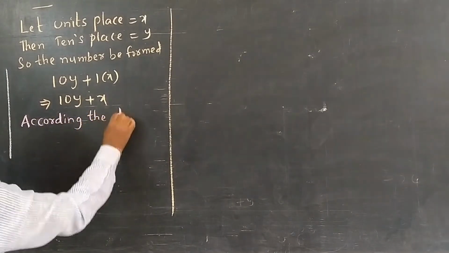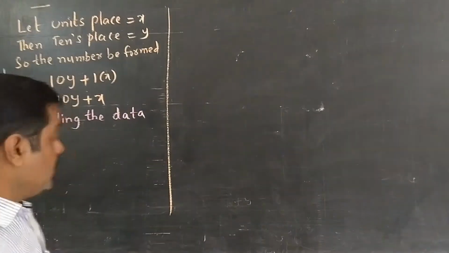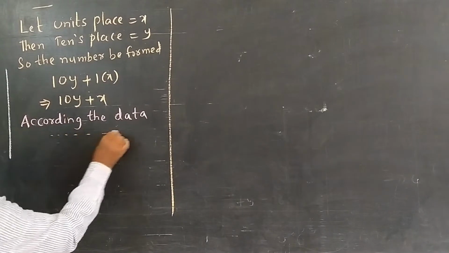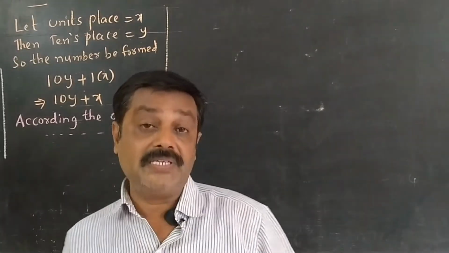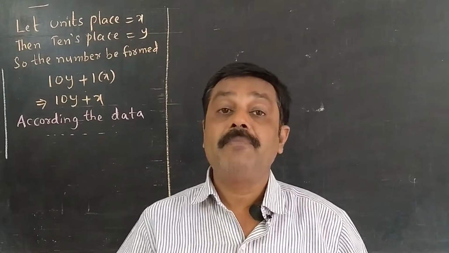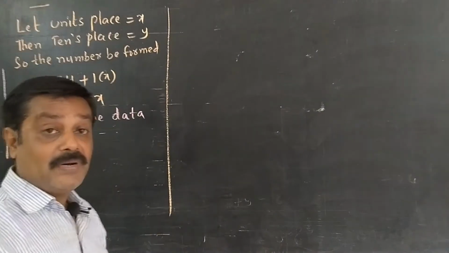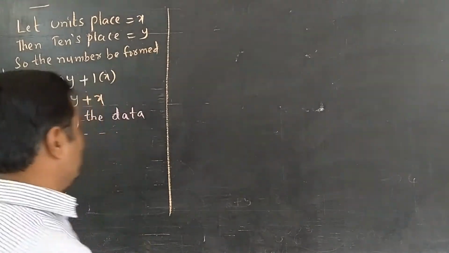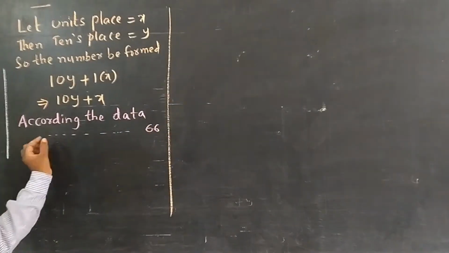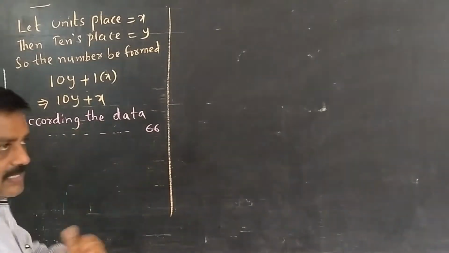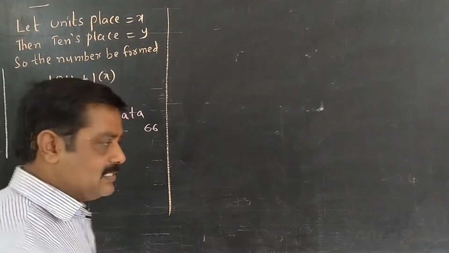According to that data, you have to write the two-digit number, and the sum of the two-digit number and the number obtained by interchanging the digits, that is reversing the digits, is 66. What should you write now? The sum of the two-digit number and the number obtained by interchanging is 66.